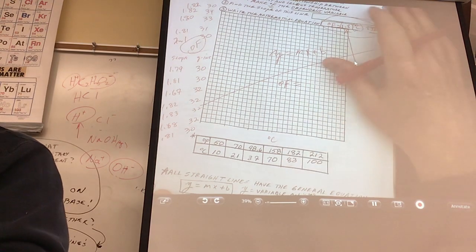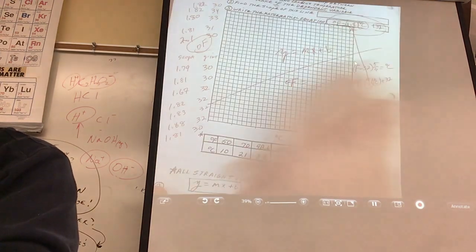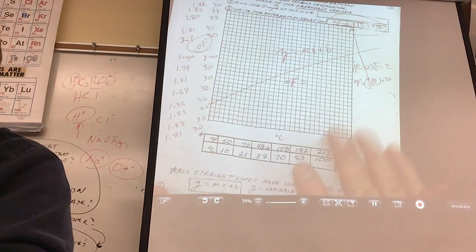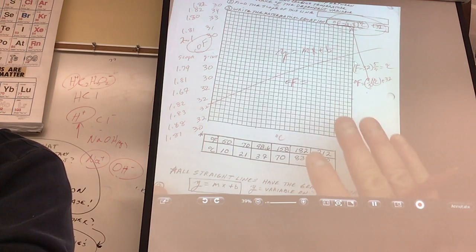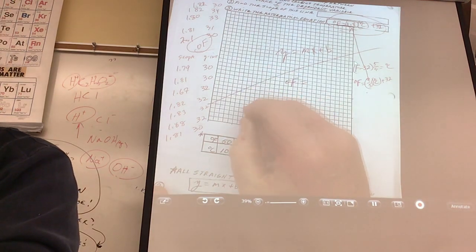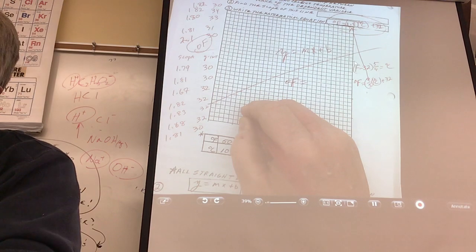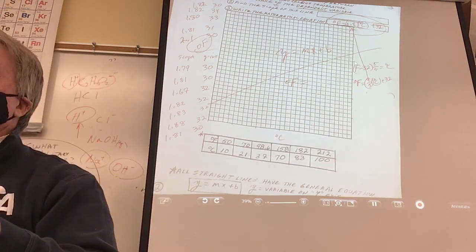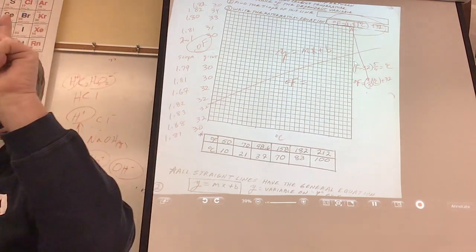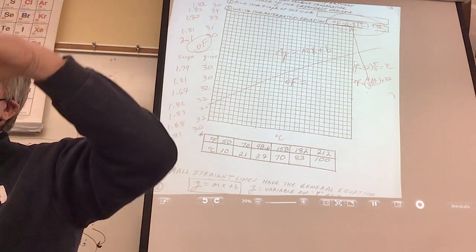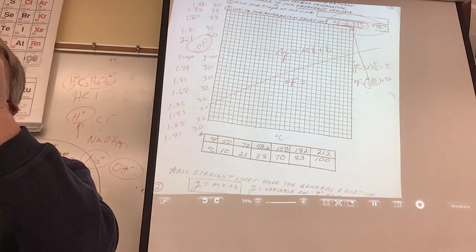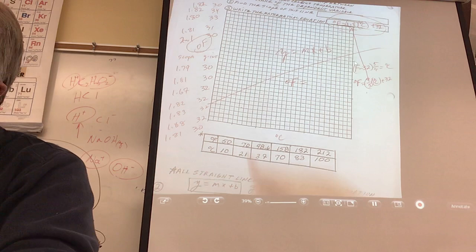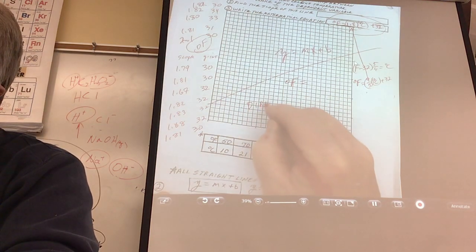Okay, so how would you classify this? What words could you use to describe this relationship? Ready? Help me classify it. Is it a direct relationship, or is it inverse? If X gets bigger, does Y get bigger? Yeah. Then it's direct. So we know it's a direct relationship.